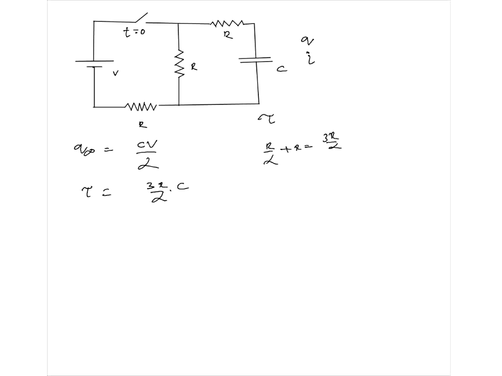So, the final answer is going to be Q equal to CV by 2 times 1 minus e to the power minus t by tau, where tau is 3RC by 2.